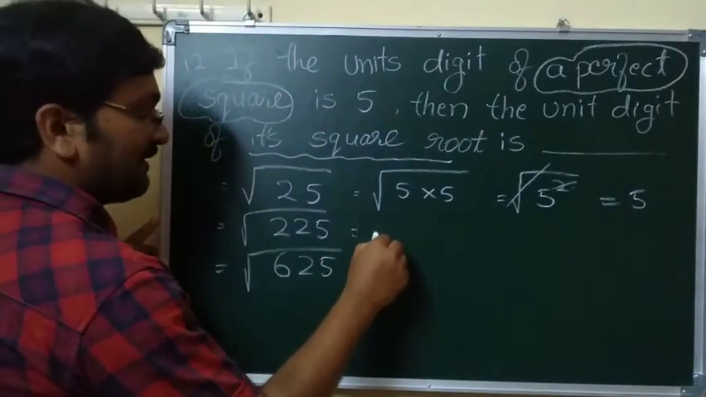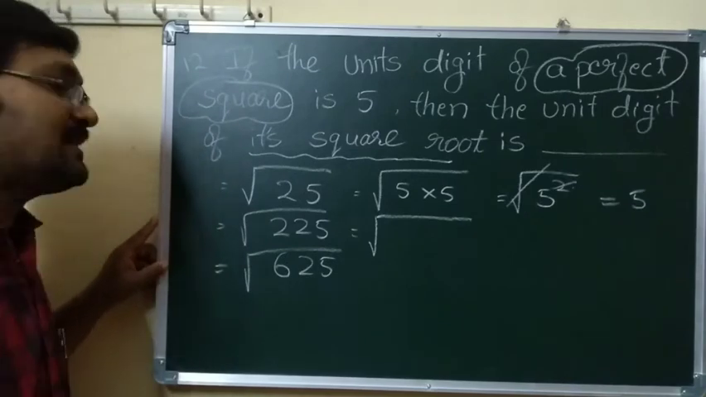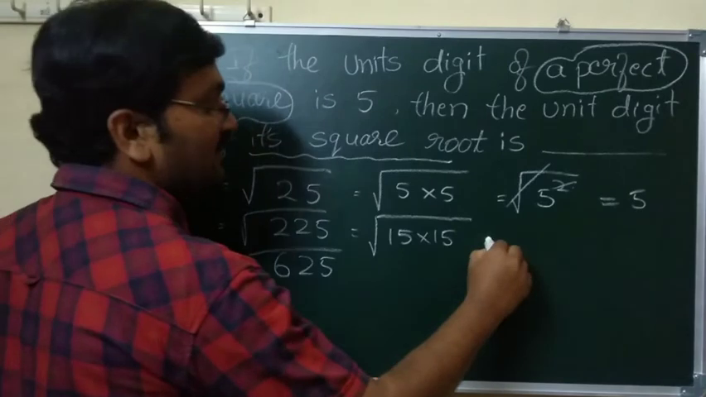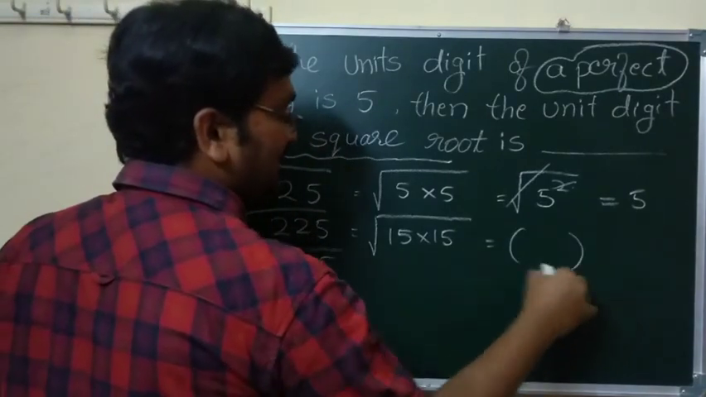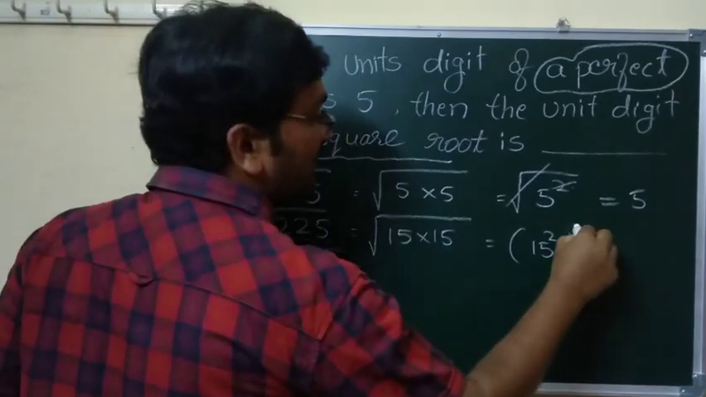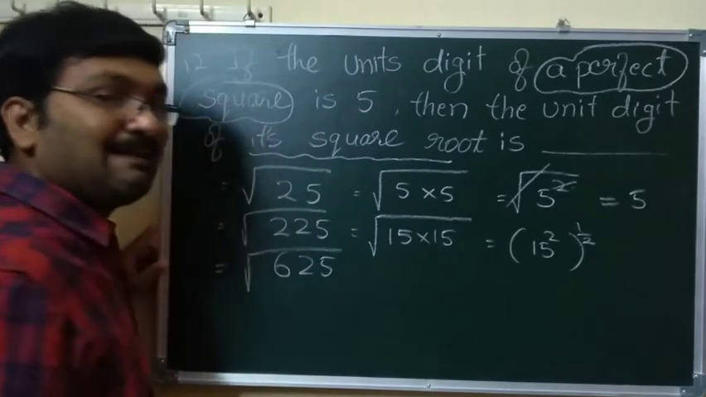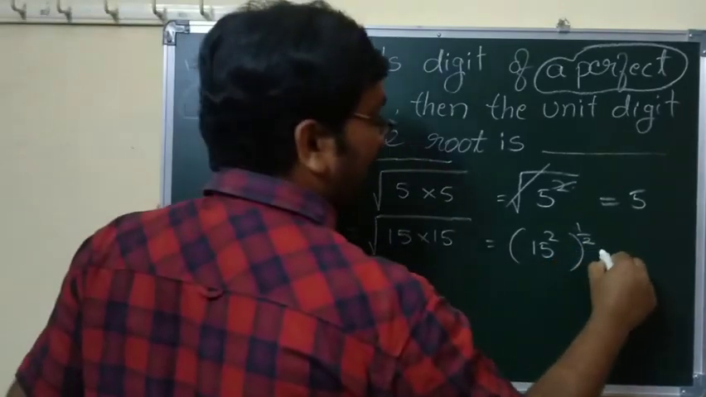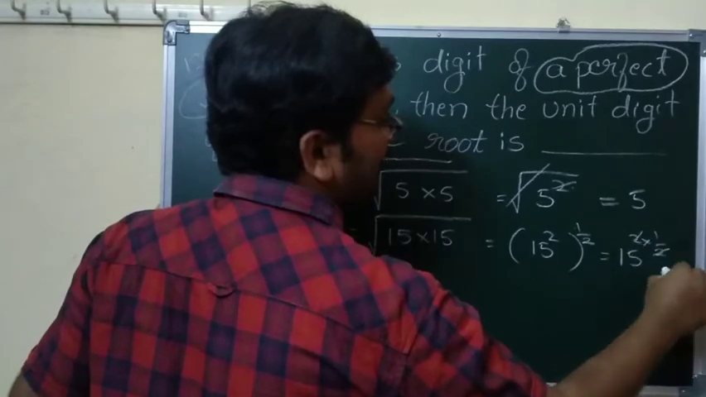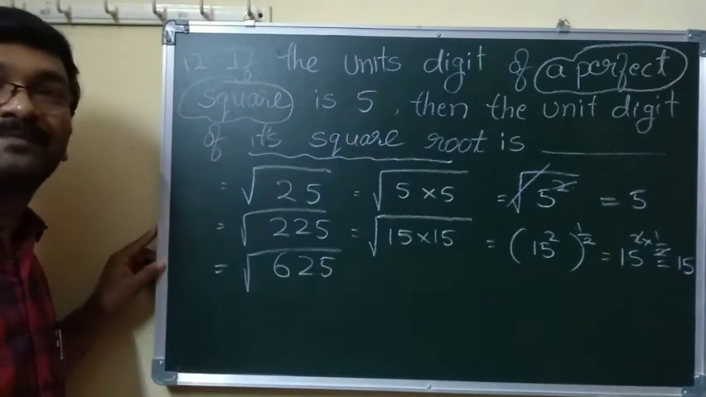In another method, I will write here 225. So there are 15 15s. I can write it as 15 square. This root means the power 1 by 2. If we simplify, 15 to the power 2 into 1 by 2, the 2s cancel, so we get 15 to the power 1. So the answer is 15.